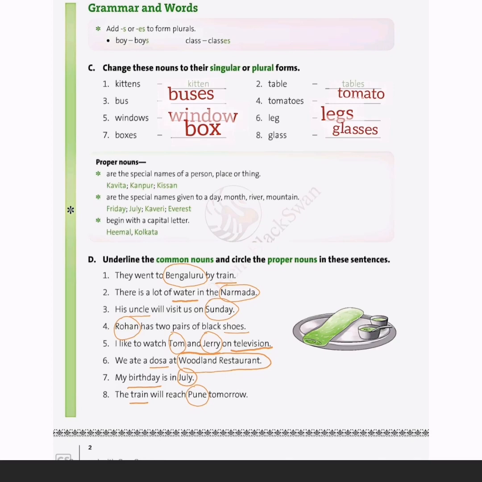Come to the eighth one, the train will reach Pune tomorrow. Now here train is a common noun because it can be any train. Now Pune is a special name of a city. So we will underline train because it is a common noun and we will circle Pune because it is a proper noun. See, Pune is also starting with a capital letter. So this is how we are going to do the common noun and proper noun.